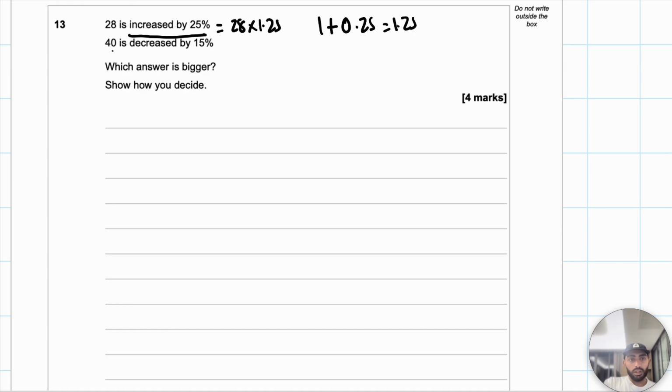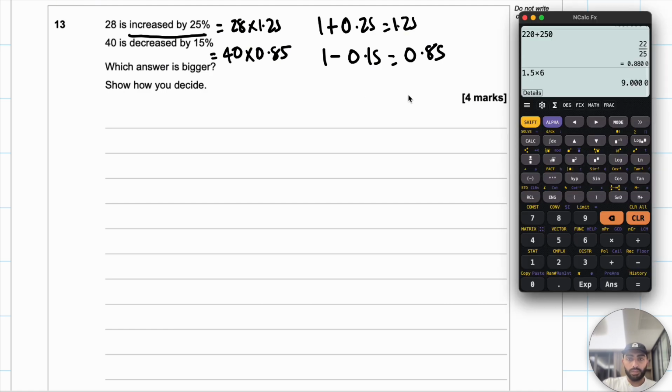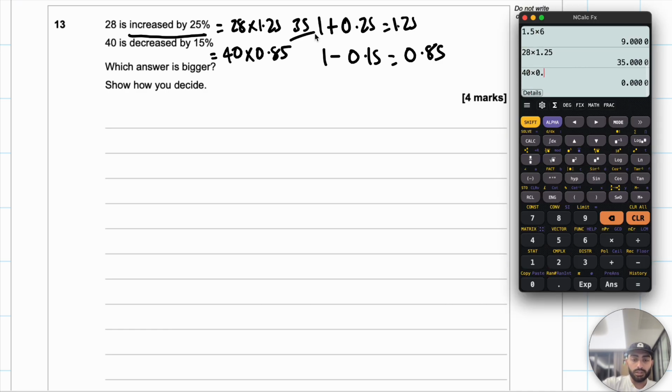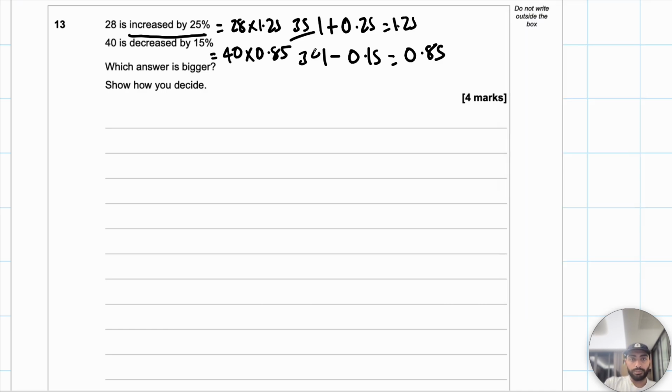Let's do this one next. 40 is decreased by 15%. Because it's a decrease, I start with 1 minus. 15% as a decimal is 0.15. 1 take away 0.15. Think of this as £1, take away 15 pence. So that'd be 0.85. So to work this one out, I need to do 40 multiplied by 0.85. First one, 28 times 1.25 gives me 35. And the second one, I've got 40 times by 0.85, 34. So this one is larger. First is larger.